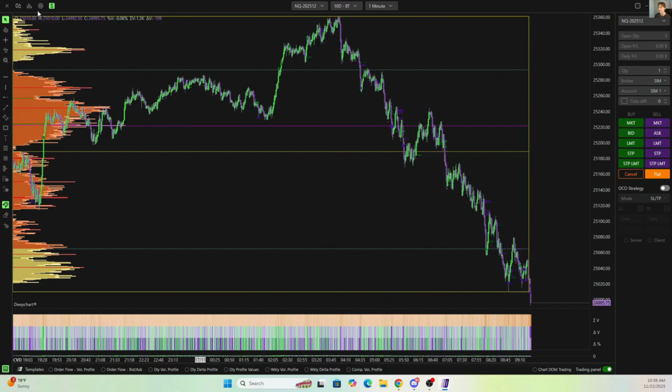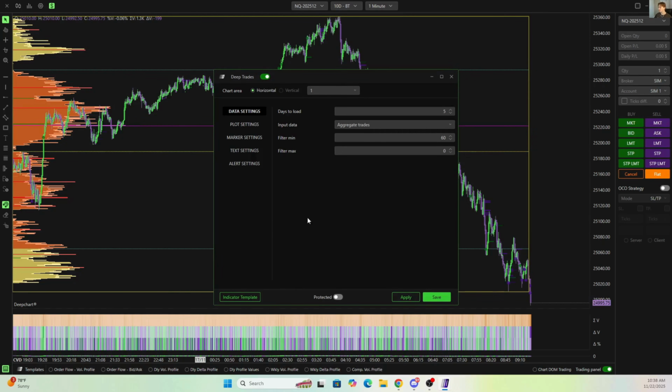That's just the candles printed. Deep trades. Now, the end of the week volume was very volatile. So I had the filter at 100, but for now, I'm going to have it at 60. Make sure it's on aggregate trades, filter max 0, filter min 60, and then everything else is stock except for the marker settings. Minimum size 6.20, maximum size 15.